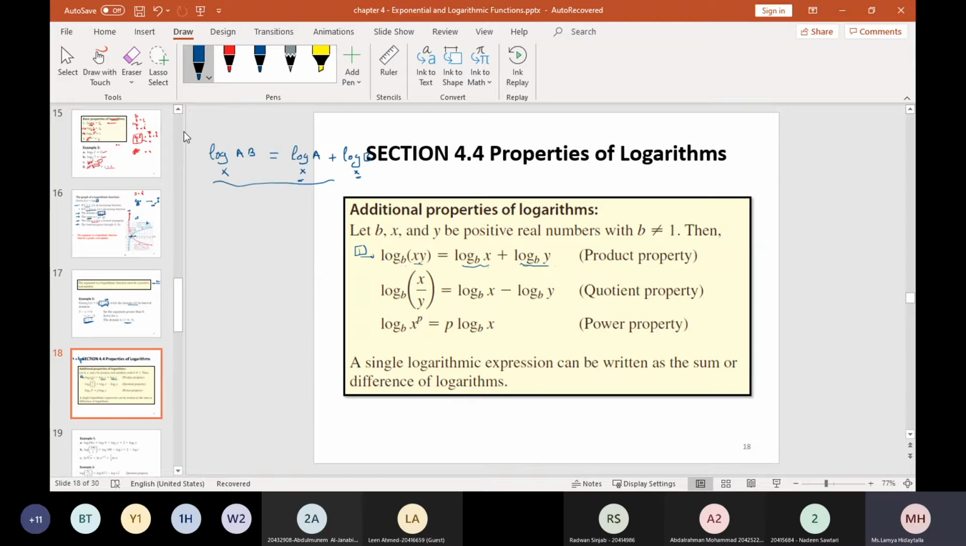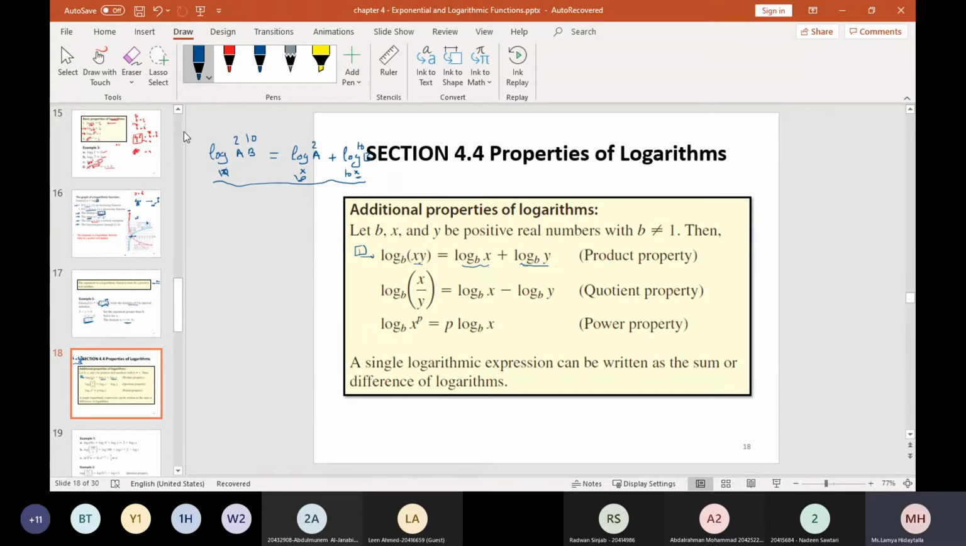Okay, and if you try some examples on the calculator, you can take, for example, log of 2 times 10 to the base 10. Okay, and you will find that it is equal to log 2 to the base 10 plus log 10 to the base 10. You can try it as an example.